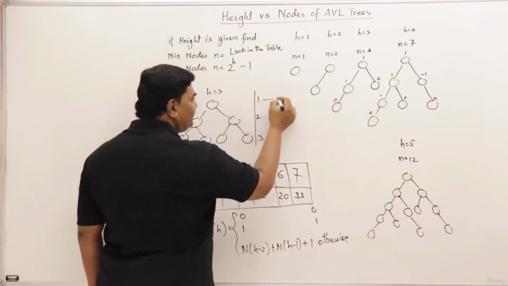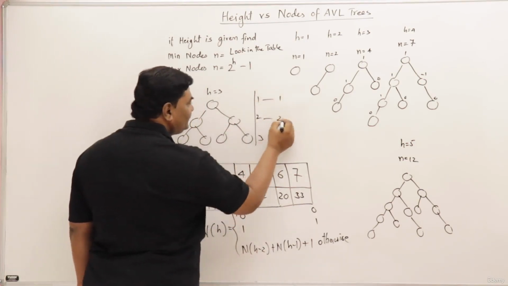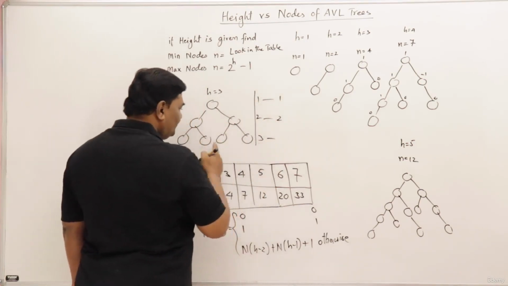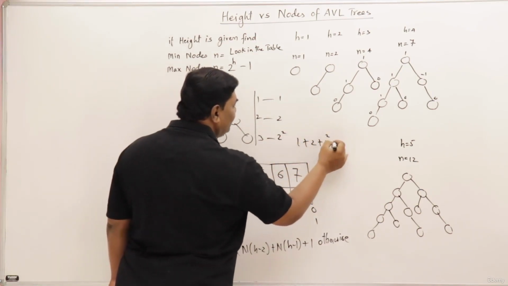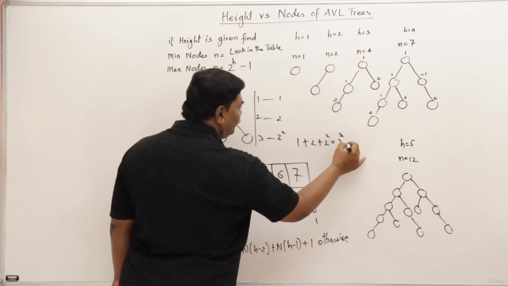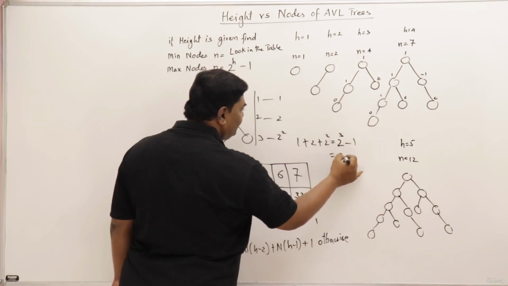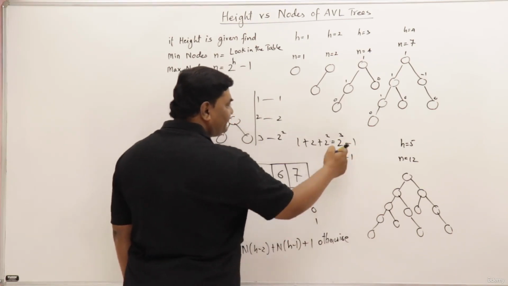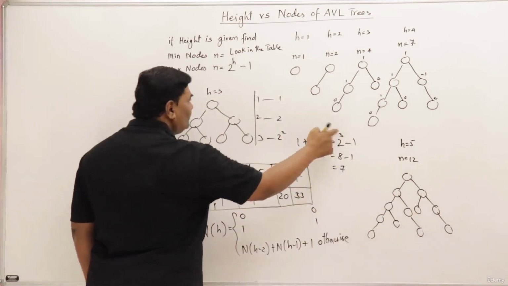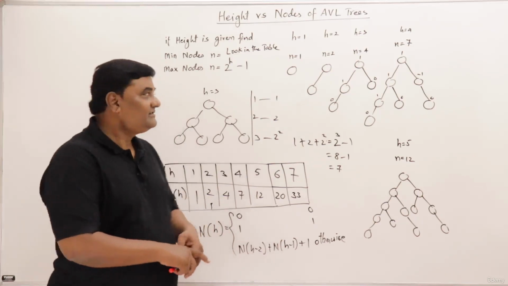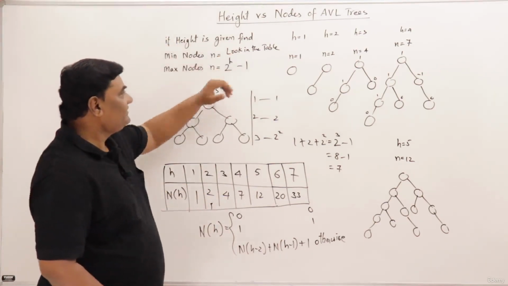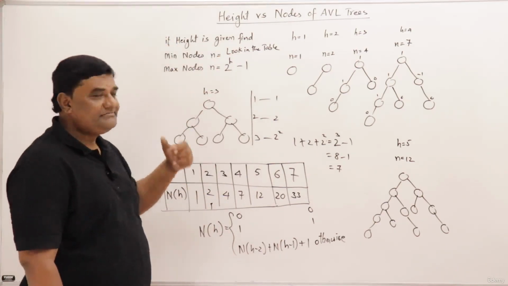So if I add these 1 node, and these are 2 nodes, and these are 1, 2, 3, 4 nodes, so 2 square. So this is 1 plus 2 plus 2 square, which equals 2 cube minus 1. 2 cube minus 1 is what? 8 minus 1, that is 7. So yes, we have 7 nodes. So this is 2 cube, height is 3. So just 2 power h minus 1. Now we have the formulas, if height is given, then minimum nodes and maximum nodes.